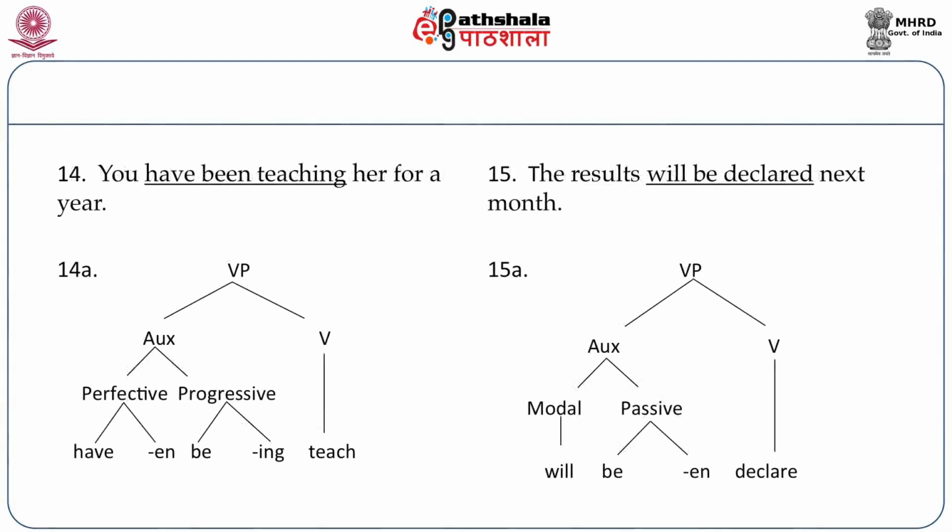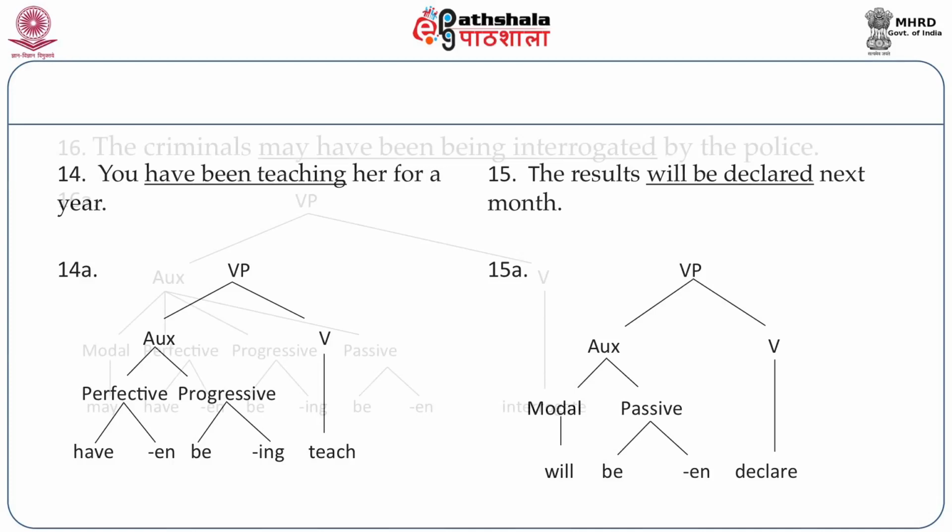And now look at sentences 14 and 15. Here in 14 we have been teaching. The tree in 14 is for have been teaching. Here we have perfective and progressive, which is be plus ing plus teach. And in 15 we have will be declared. Here will is a modal, and then we have passive be plus en and the verb declare.